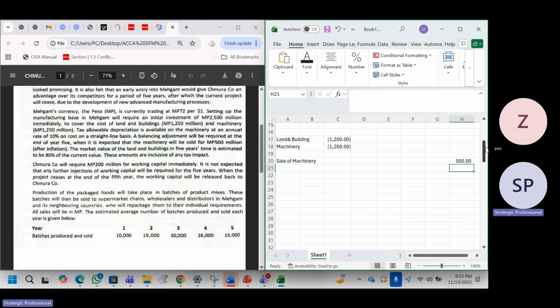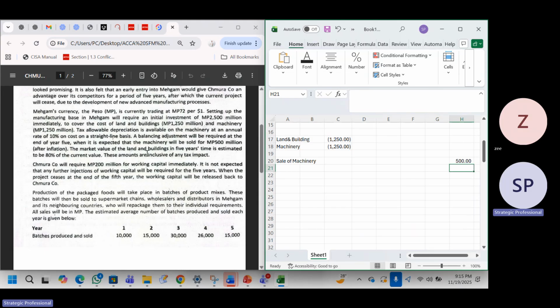They now told us the market value of the land and building, right? I'm on the next listing. They said a balancing adjustment will be required at the end of the year, when it's expected that the machinery will be sold for 500. We've done that one after inflation, right? They factored in inflation here. So let's say the question has to do with inflation, they've already factored it in. So don't go and apply inflation again, because they've told you here that it is after inflation, in that bracket.